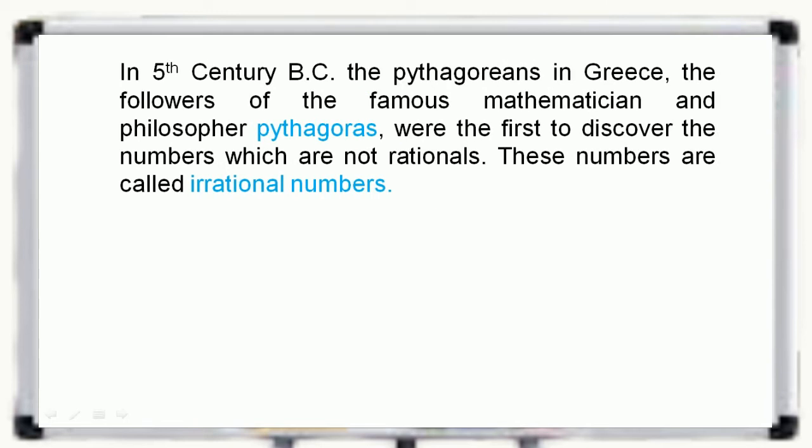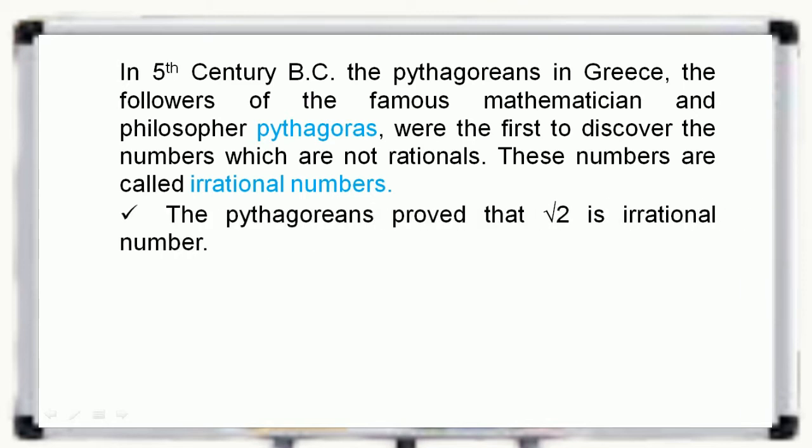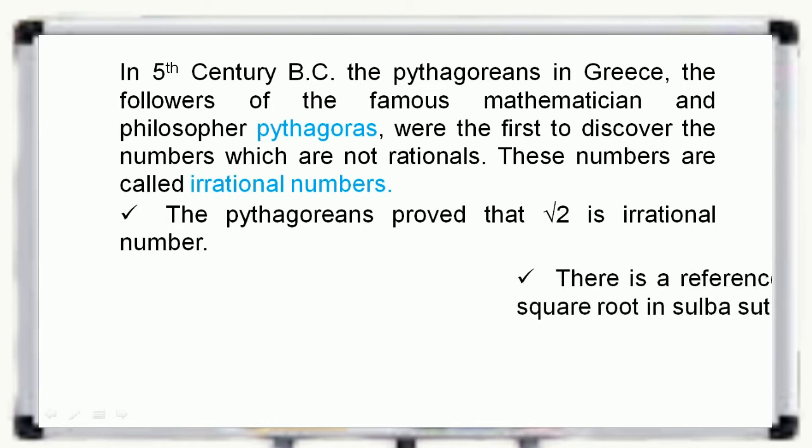In the 5th century BC, the Pythagoreans in Greece, the followers of the famous mathematician and philosopher Pythagoras, were the first to discover numbers which are not rational. These numbers are called irrational numbers. So, those which are not rationals are called irrational numbers. The Pythagoreans proved that square root of 2 is an irrational number.